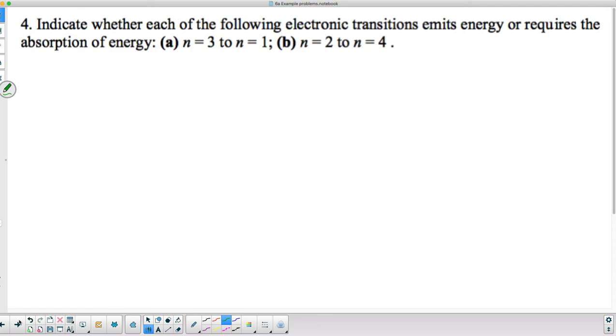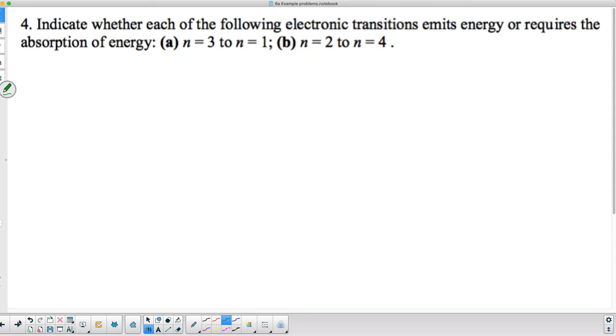Now the next one's a little bit more complicated. This number 4 is the example problem on page 229. I'm going to show you how to do this. Indicate whether the following electronic transitions emit energy or require absorption of energy. So it either emits energy or absorbs energy.